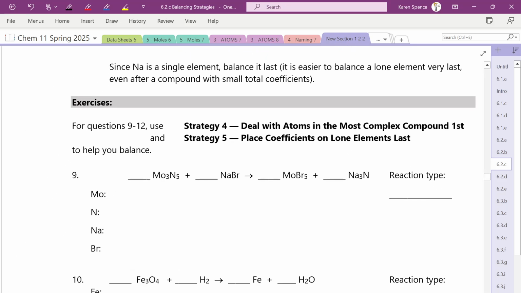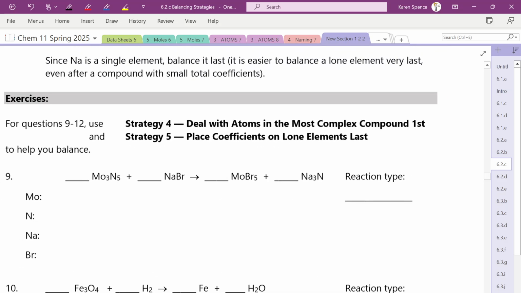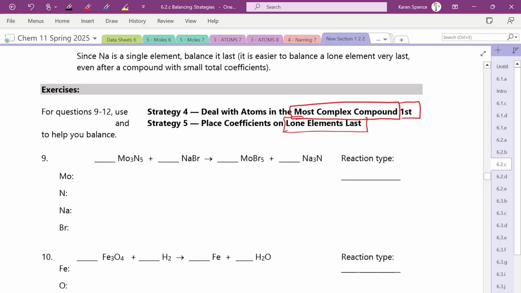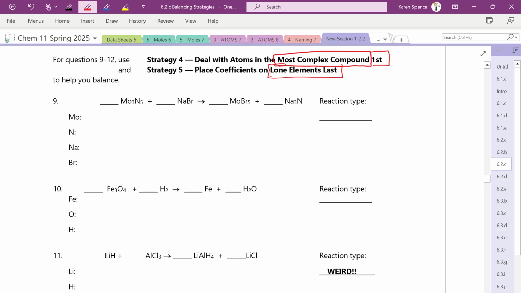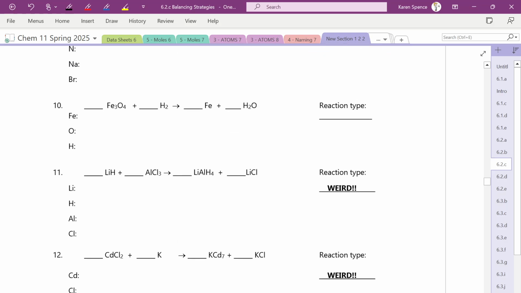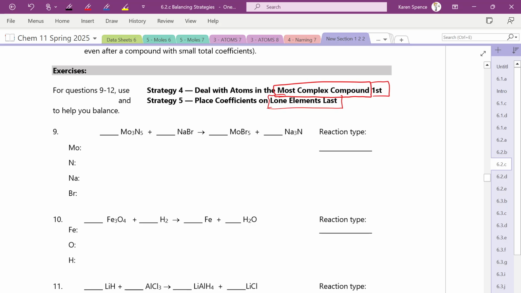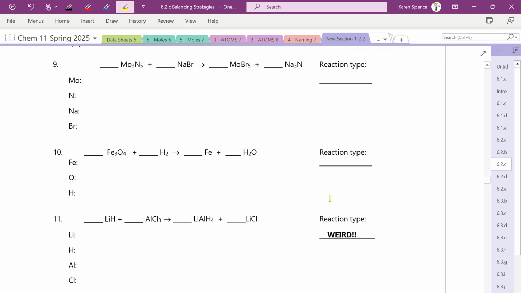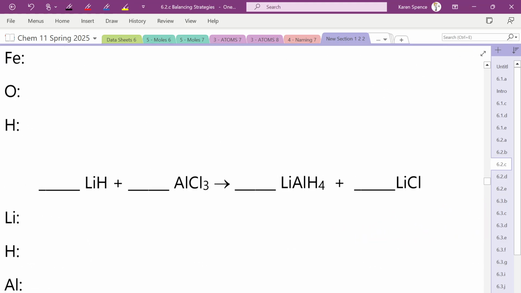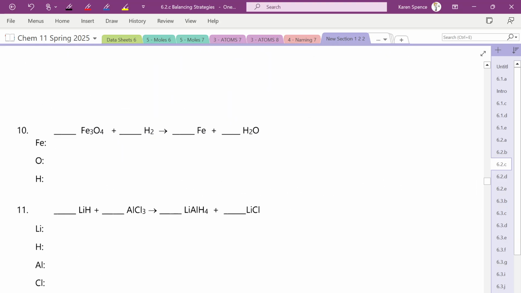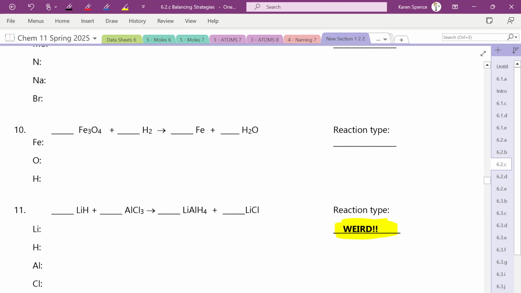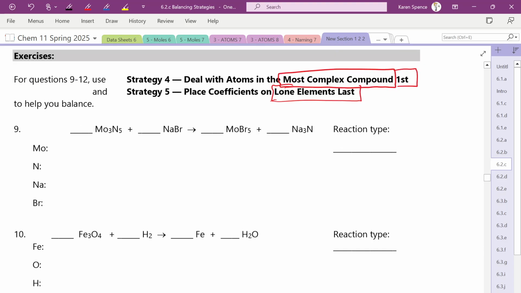So we have strategies 4 and 5. Deal with the atoms in the most complex compound first. Place coefficients on the lone elements last. Try these ones here. Try 9, 10, 11, 12. See how those ones go. And don't be freaked out by the fact that this says this reaction type is weird. It is weird. It's not a single replacement. It's not a double replacement. It's not really anything. So give those ones a try.